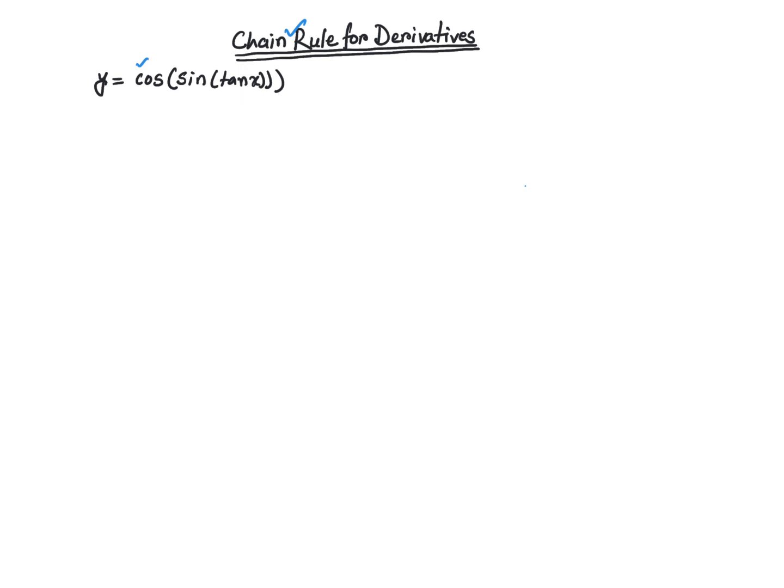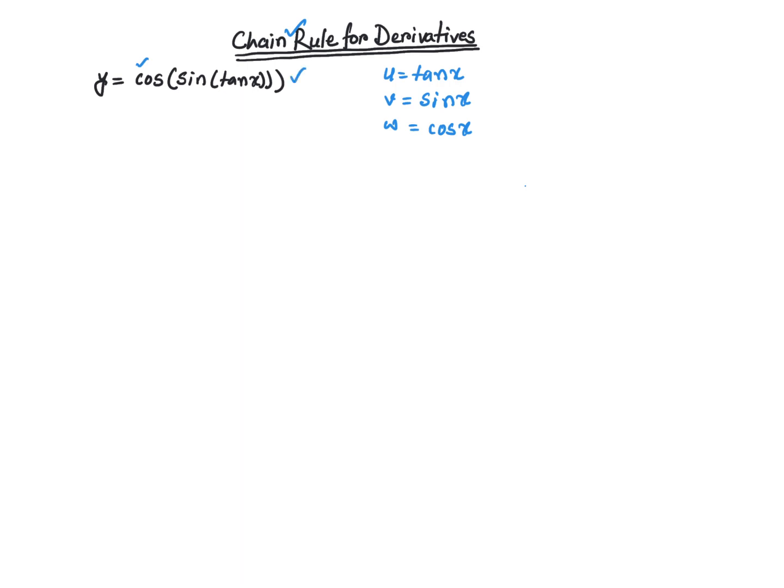So let's say your u is equal to tangent of x, okay? And then v is equal to sine of x, and let's say w is equal to cosine of x. So if you compose these three functions, you will get this function.